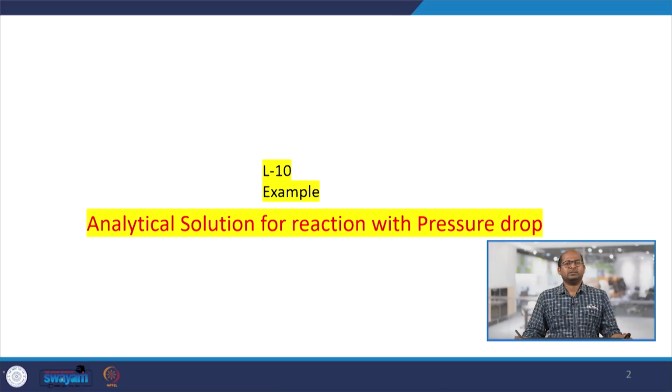Today we will discuss the analytical solutions of that particular design equation when there is a reaction. In the presence of reactions, meaning when we are conducting the reactions inside the reactor in the presence of the catalyst, what would be the pressure drop? That part we will discuss: analytical solution for reactions with pressure drop.